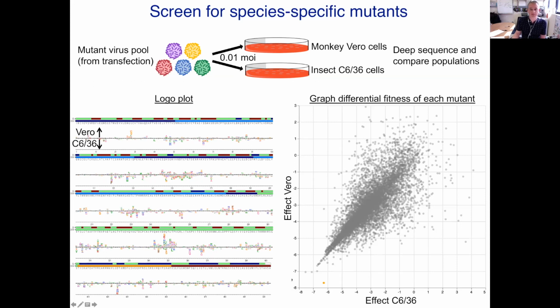This is a dot plot showing that many mutations have the same impact in both mammalian and insect cells, but a lot of mutations fall off of that diagonal, and we hope that these are species-specific mutations, which we're still testing, so we don't know for sure.